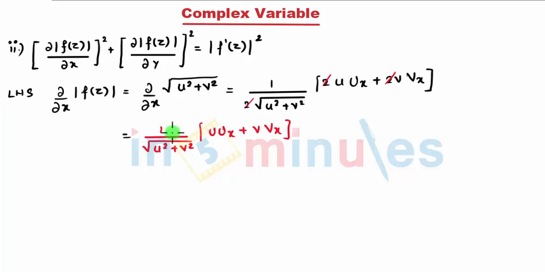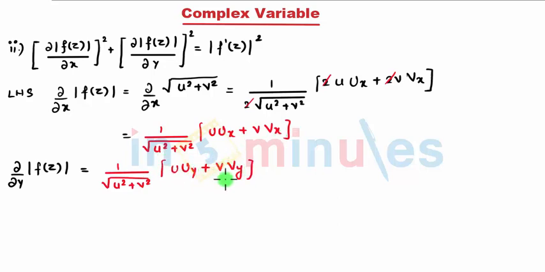Now the next term is, similarly, dou by dou y of mod of f of z, which comes as again the same thing. So I can directly write here 1 divided by under root u square plus v square. There will only be a change in the variable. I can write uy plus vy. So let's say this is 1, this is 2. Now we need to square it also.